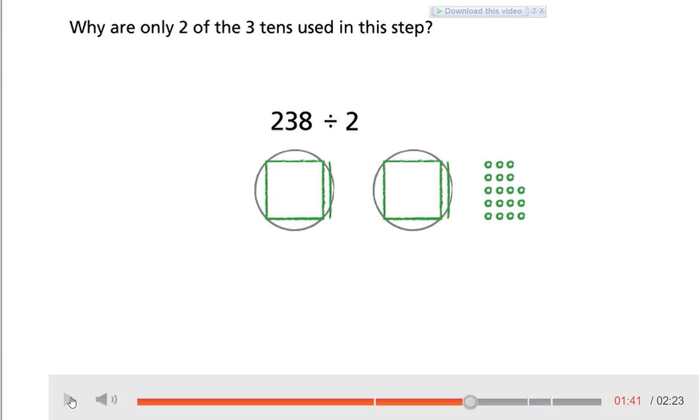Okay, to answer this question, Malik Osama, go ahead. Yes, we can, because 2 is divisible by 2, but 3 is not. So we will divide only 2 of the 3 tens into 2 groups, and we will have only 1 ten left. We will exchange it to ones. How many ones in 10? 10 ones. So we have 10 ones, and we already have 8 ones. So the total number of ones now is 18.